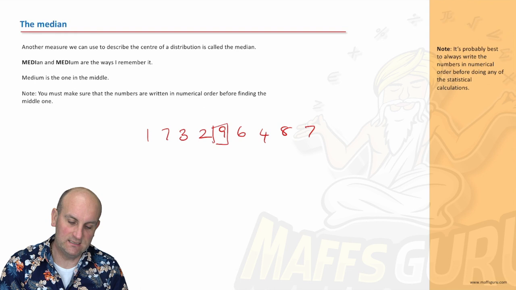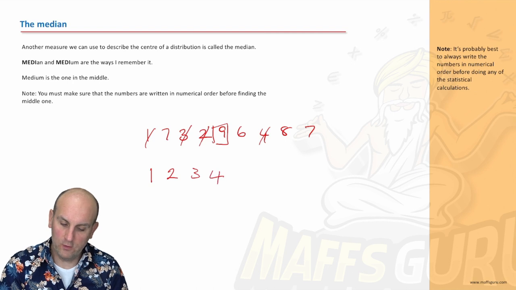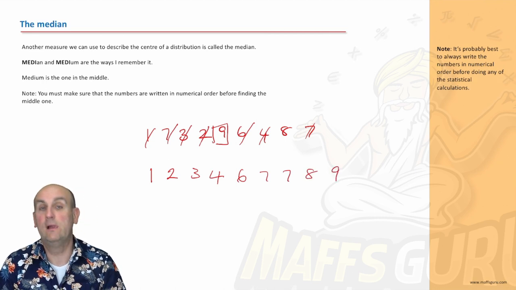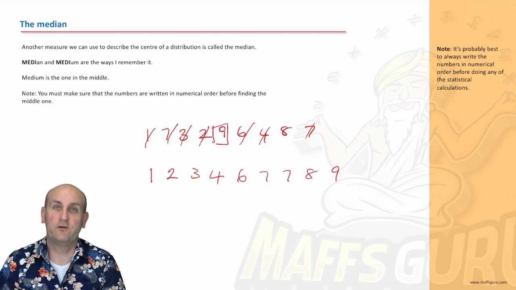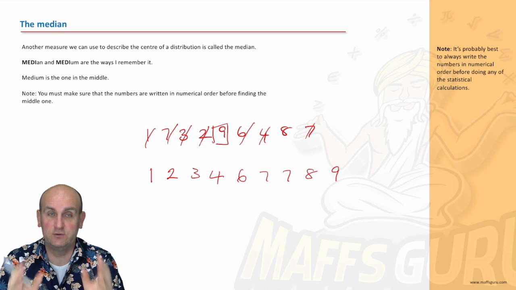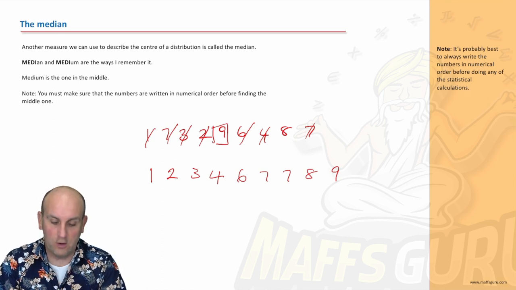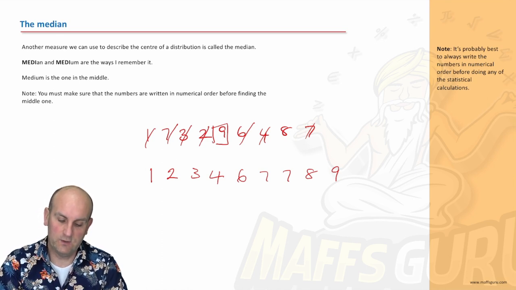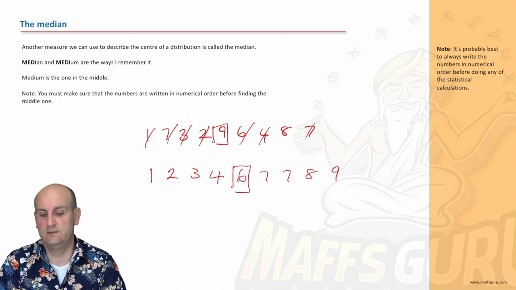So you actually, in this situation, would go 1, 2, 3, 4, what have I got next? 6, 7, 7, 8, and 9. 1, 2, 3, 4, 5, 6, 7, 8, 9 numbers. Now, do you notice I crossed them off? Why did I cross them off? So that I didn't make a mistake. Data is there to trip you up. You make horrible, horrible mistakes. Now let's look at the one in the middle. It's actually 6. So my median for that data would be 6.